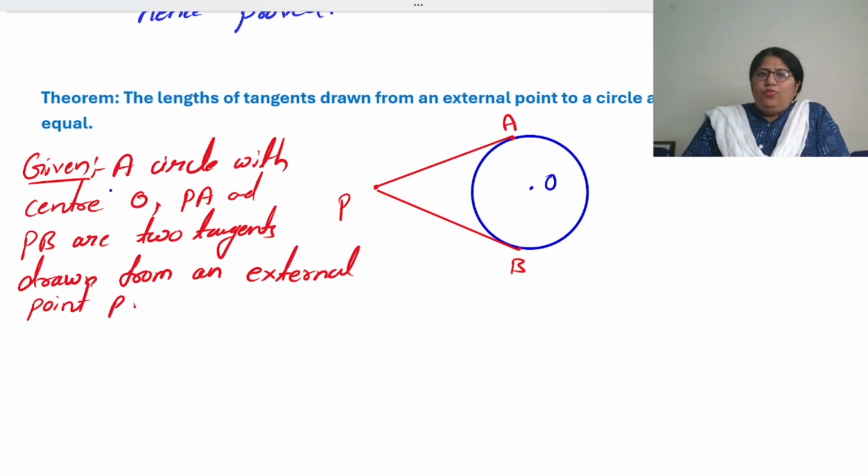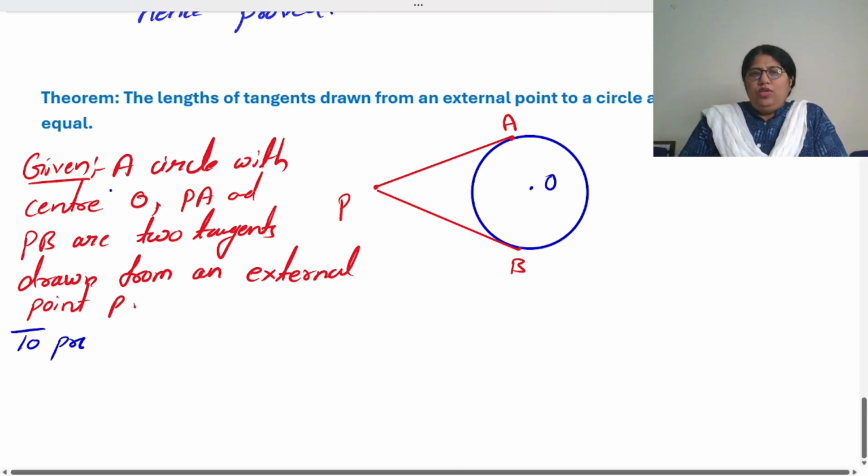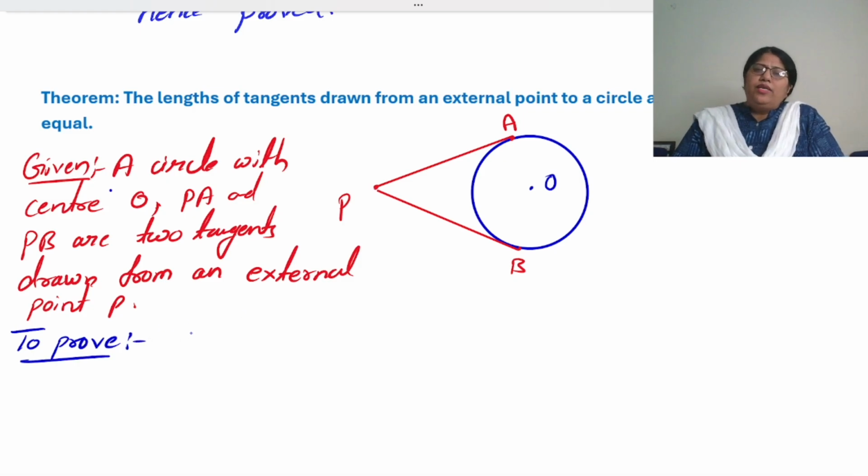Now what do I need to prove here? You need to prove that the lengths of these two tangents are always equal. So PA is equal to PB. You are going to prove it, right? How are you going to prove it here? Before trying to prove this, we are going to do some work.